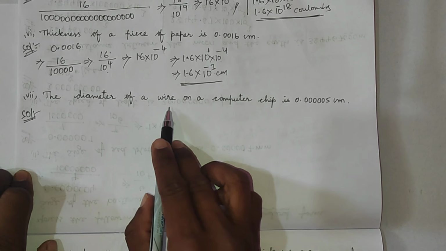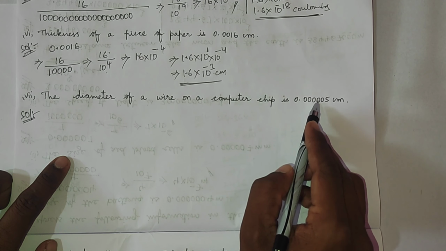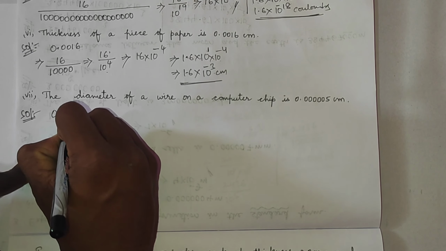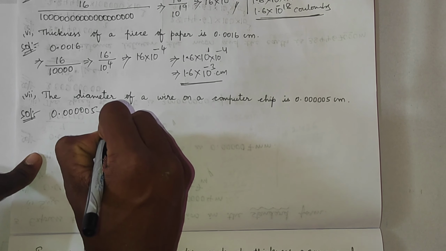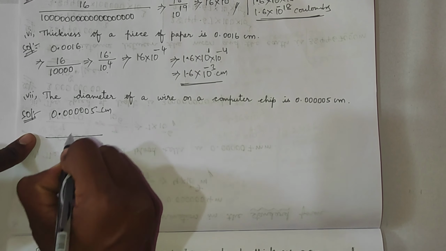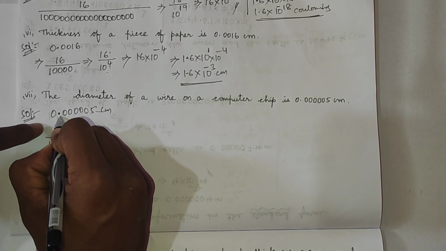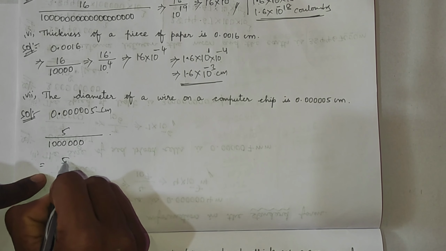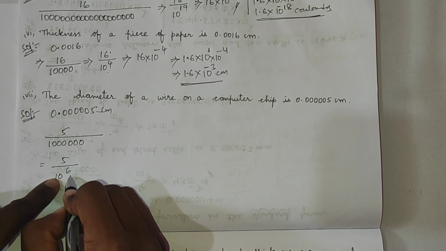The diameter of a wire on a computer chip is 0.000005 centimeters. So after the decimal point we have 1 2 3 4 5 6 digits. If you remove the decimal point, the remaining value is 5. Then this equals 5 by 10 to the power of 6, nothing but 10 raised to the power of 6.